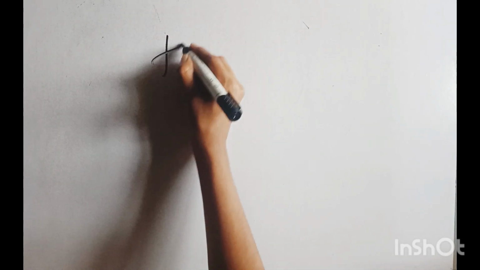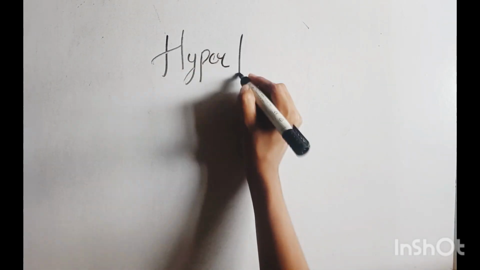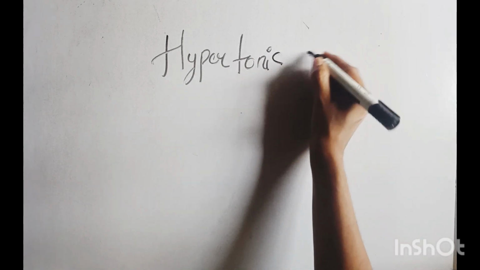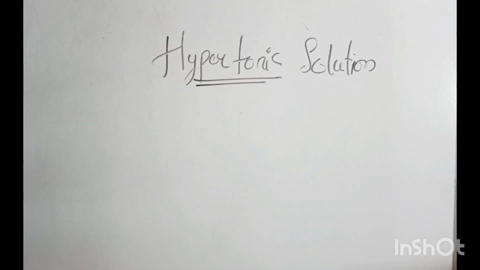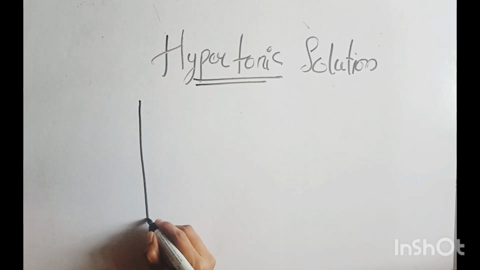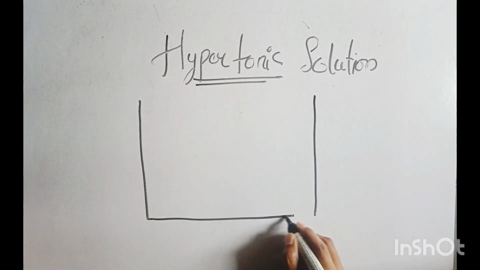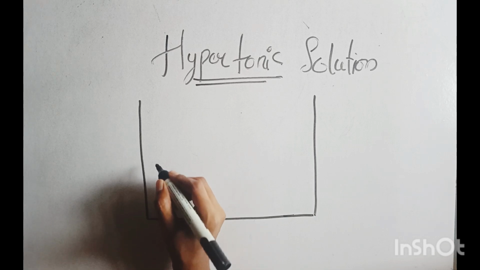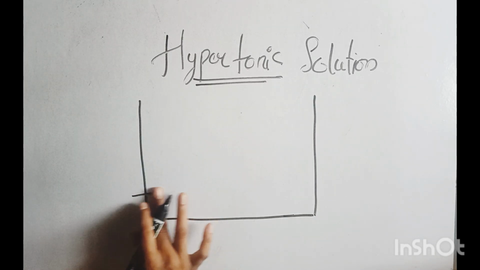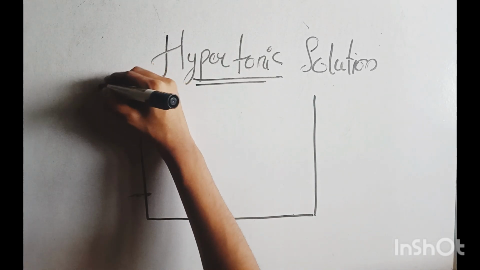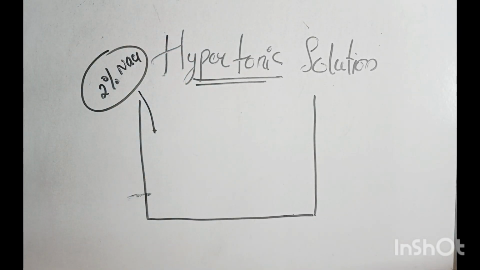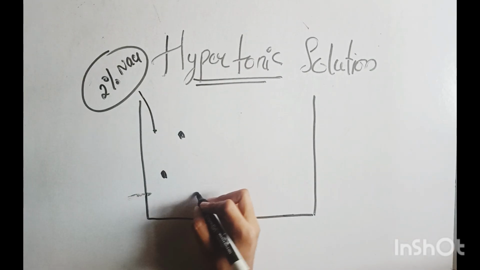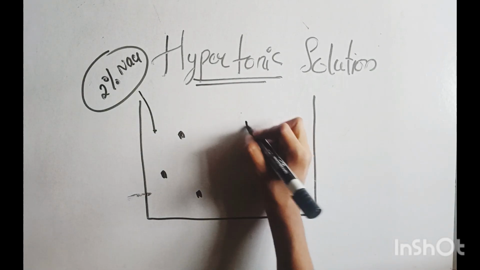First, we start with the hypertonic solution. What is a hypertonic solution? A hypertonic solution means the concentration is very high. So we take a beaker and add a solution to it. The solution is 2% NaCl, which is 2 gram of NaCl in 100 ml of water. So this is the 2% NaCl.